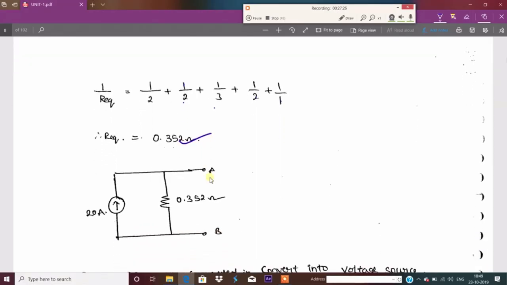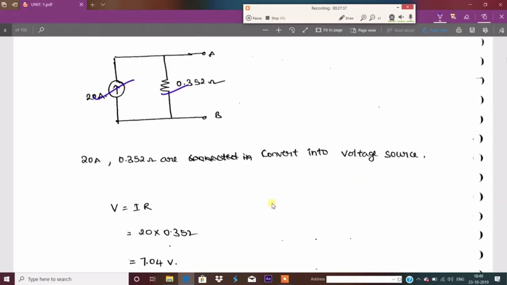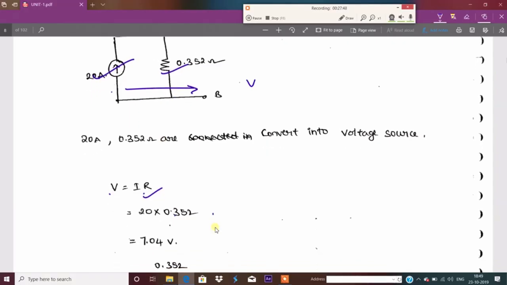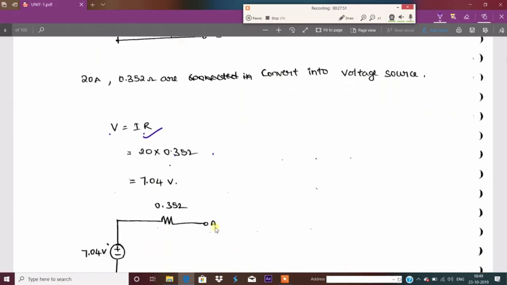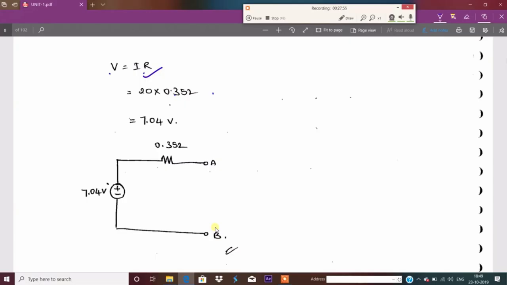So finally you will get 20 amperes in parallel with 0.352 ohm. But you want the voltage source in series with the resistance, so that's why I need to convert this current source into a voltage source. V is equal to IR, I is 20, R is 0.352, then you will get 7.04 volt. So this is the final solution of the problem. I hope that you got the idea about the concept.